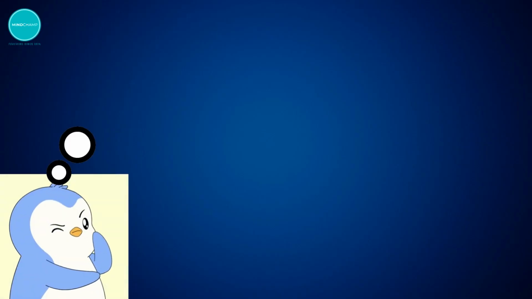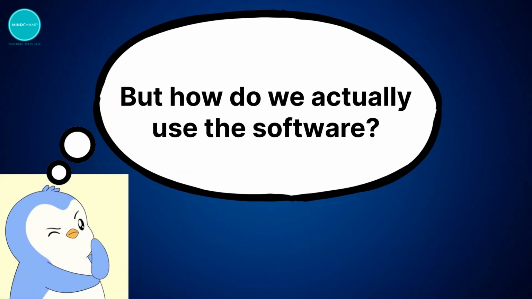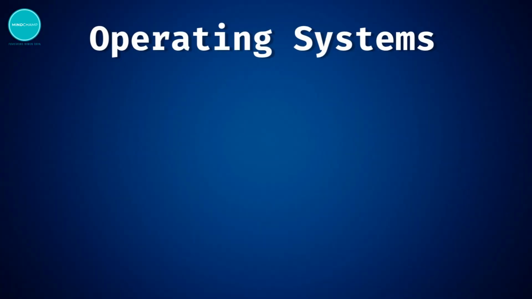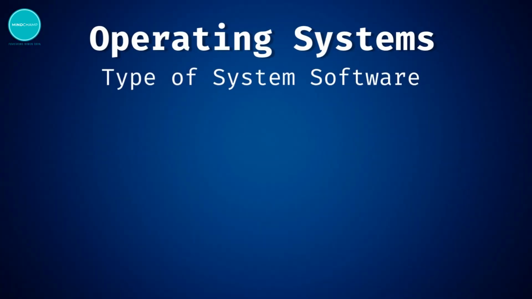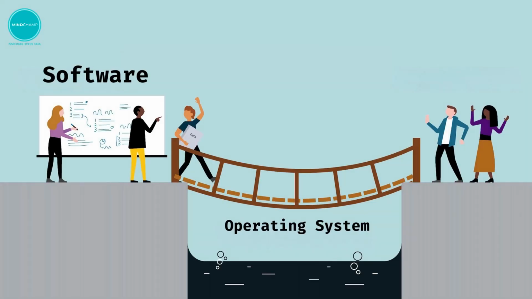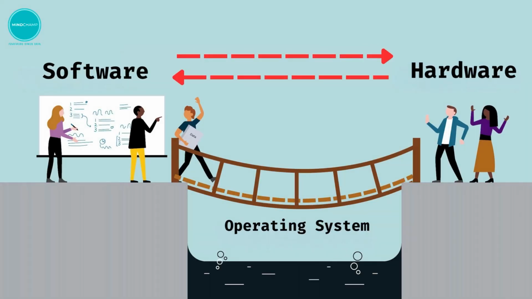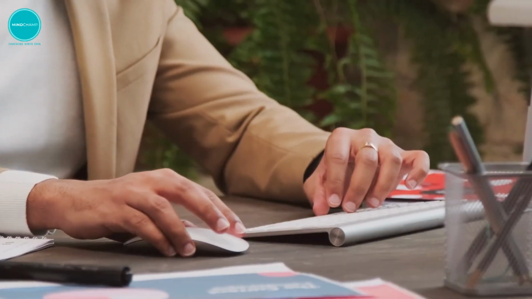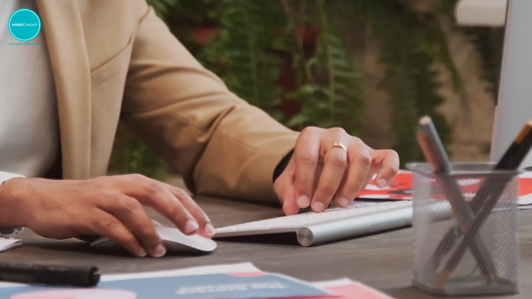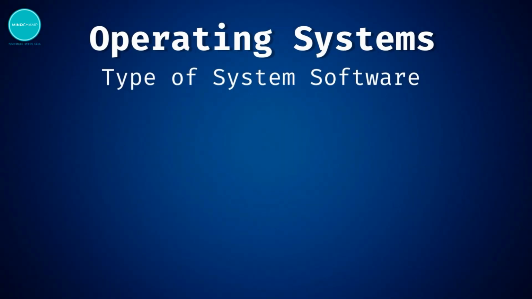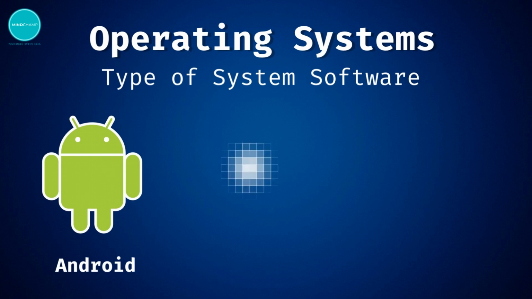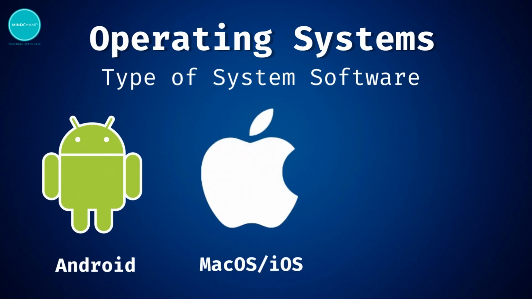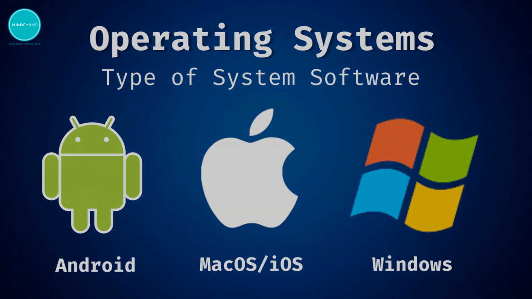But how are we actually able to use the software? That's the role of an operating system. Operating systems are a type of system software. They act as a bridge between software and hardware. It makes it easy for you to click a button and get the computer to respond. Examples of operating systems include Android, Mac OS or iOS, and Windows.